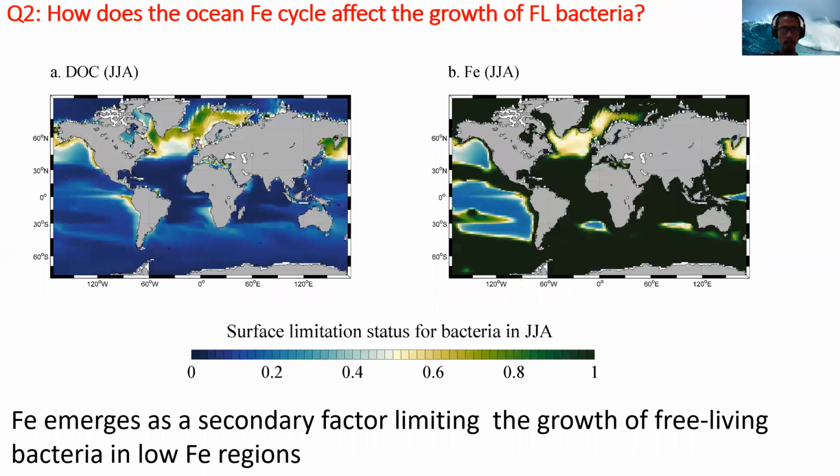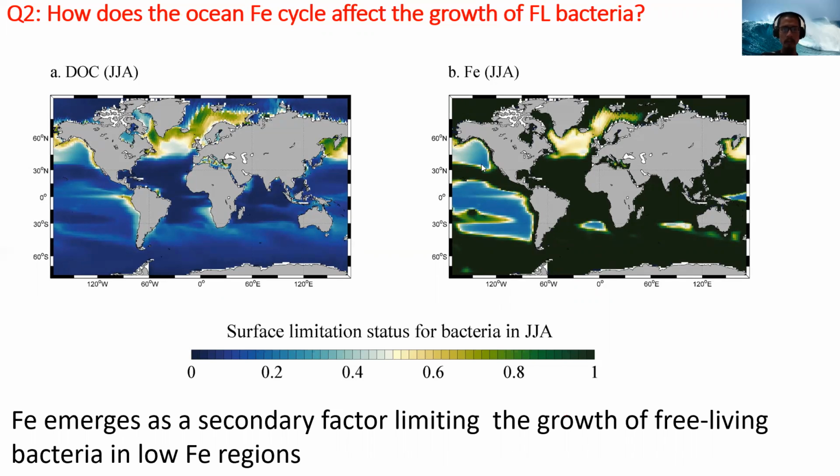And second, how does the ocean iron cycle affect the growth of free living bacteria? I'm showing here on the left-hand side and on the right-hand side the surface limitation status for bacteria in June, July, August, the growing season in the Northern Hemisphere. One thing to note here is that a lower value for the surface limitation status means that this factor is going to be the limiting factor for the growth of free living bacteria. And we see that for DOC, the surface limitation status for bacteria is lower than that of iron almost everywhere in the ocean. So we can conclude that DOC, dissolved organic carbon, is the main limiting factor for the growth of free living bacteria in the ocean.